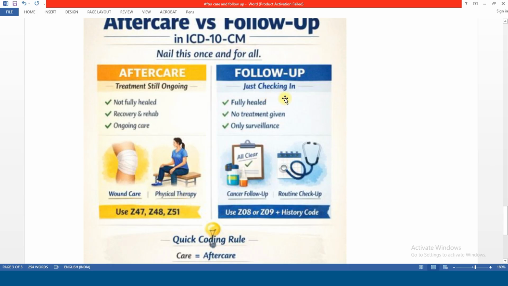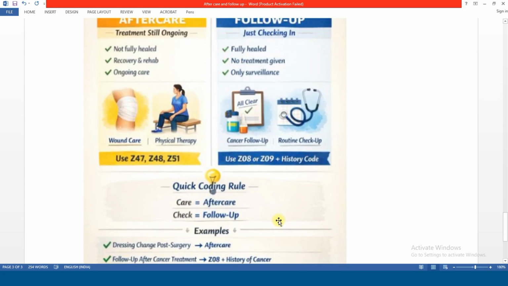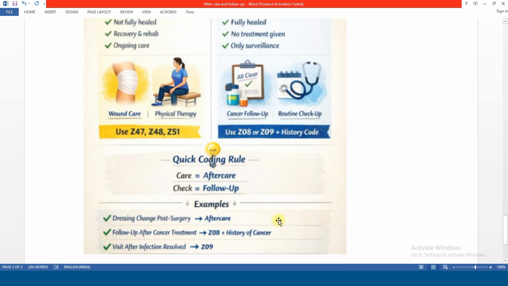So what is follow-up? Just for checking purposes the patient came in. So cancer follow-up and routine checkup. Here we need to use Z08 as well as Z09 plus history code. So what is the quick coding rule here? Care is equal to aftercare. Check is equal to follow-up.